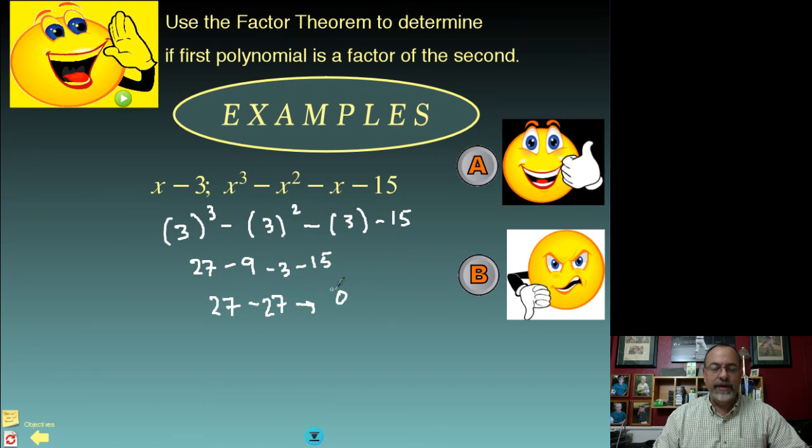Because my remainder is going to be 0, the factor theorem says that x minus 3 is a factor of this polynomial. So you can use the remainder theorem and factor theorem together to determine whether this will be a factor of this or not. In the next video, we're going to learn how to confirm this by actually doing the division problem and getting the remainder that we said we're going to get using the remainder theorem.